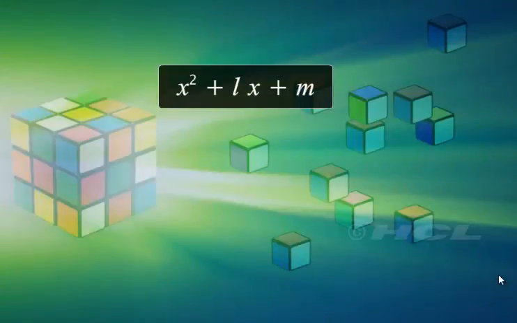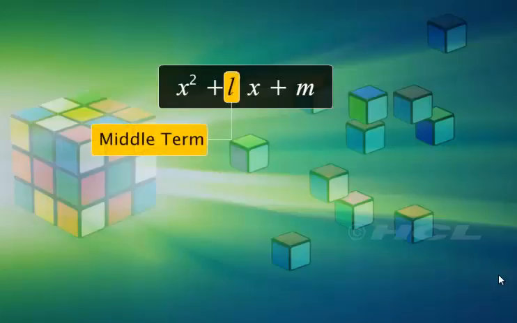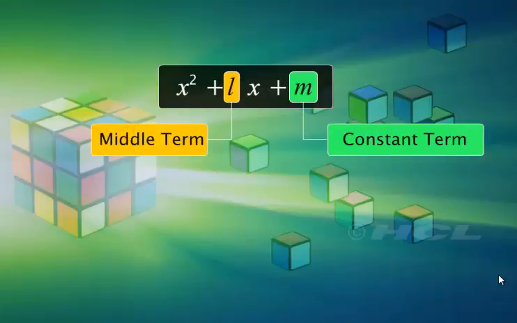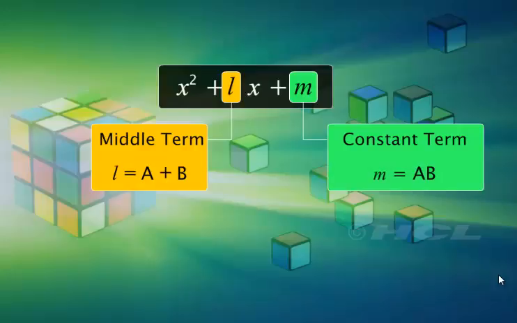We are already familiar with the factorization of a quadratic polynomial of the type x squared plus l into x plus m by splitting the middle term. Recall that in this method we split the coefficient of the middle term into two constants a and b such that their sum and product is equal to the coefficient of middle term and the constant term respectively. Let us illustrate this method by an example.